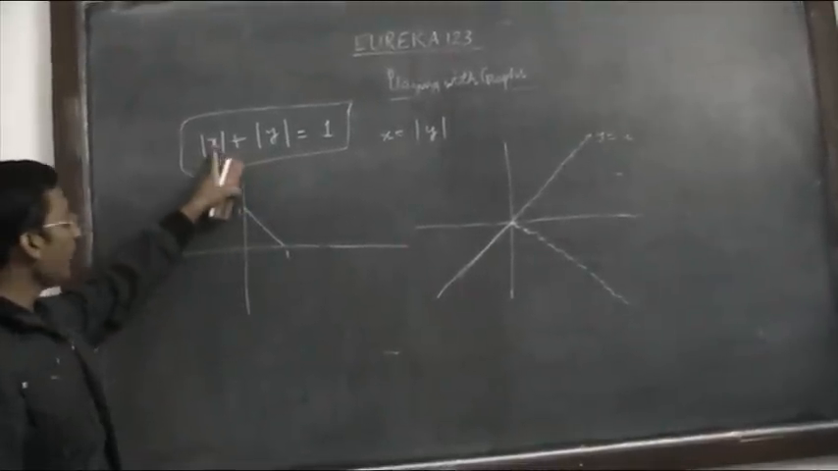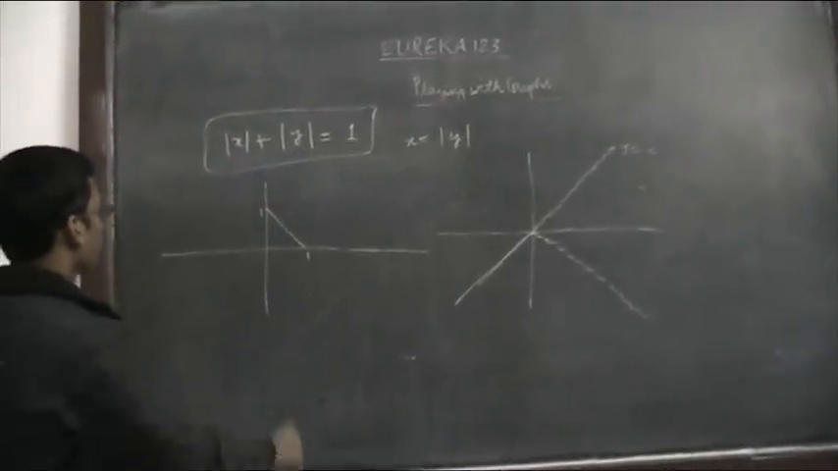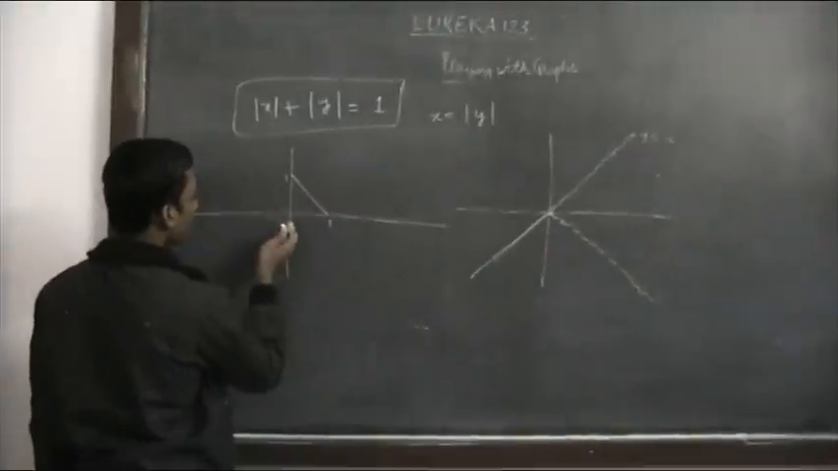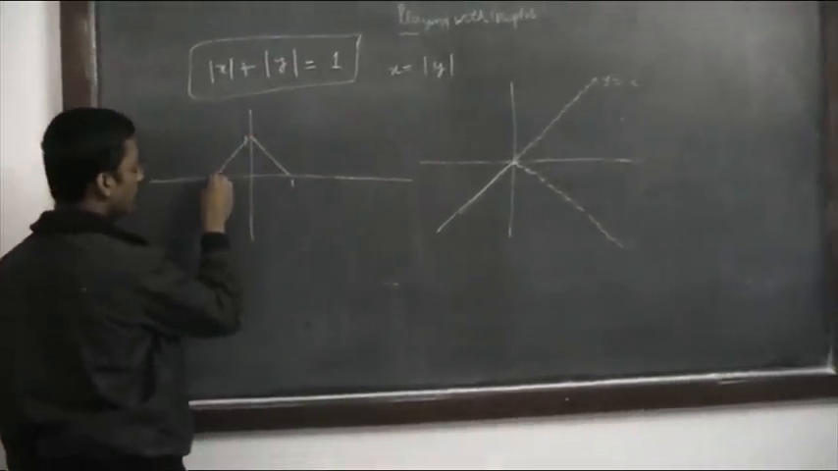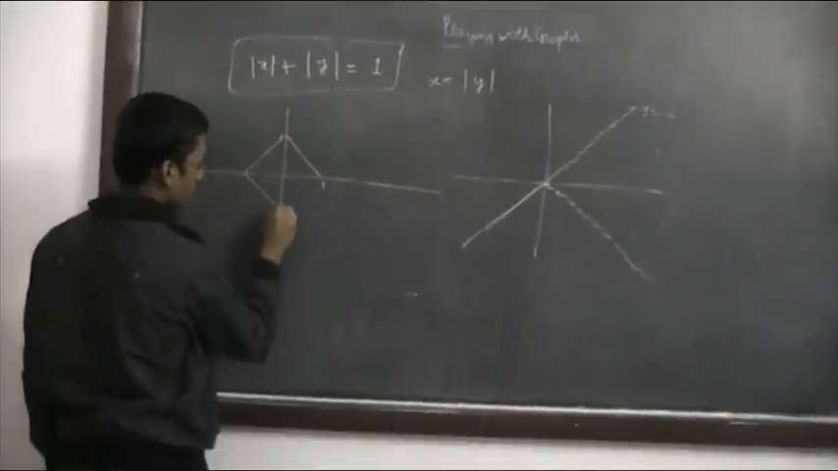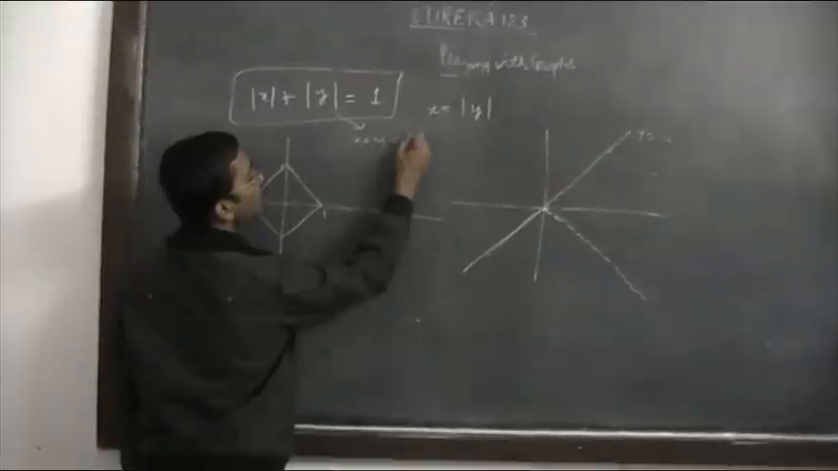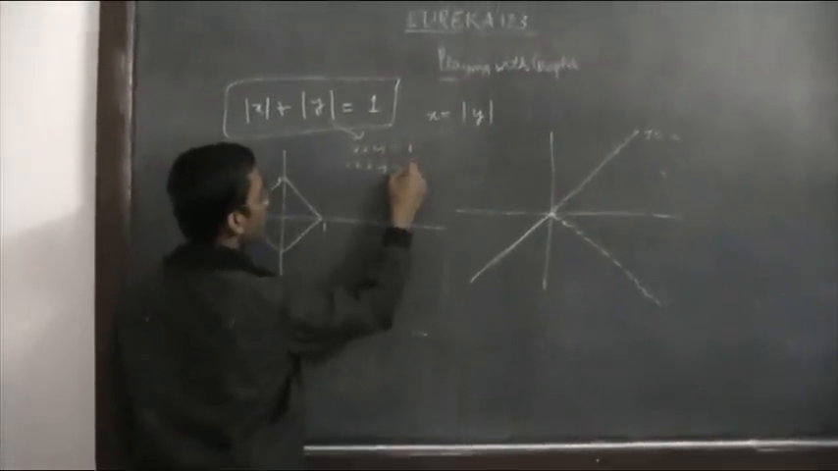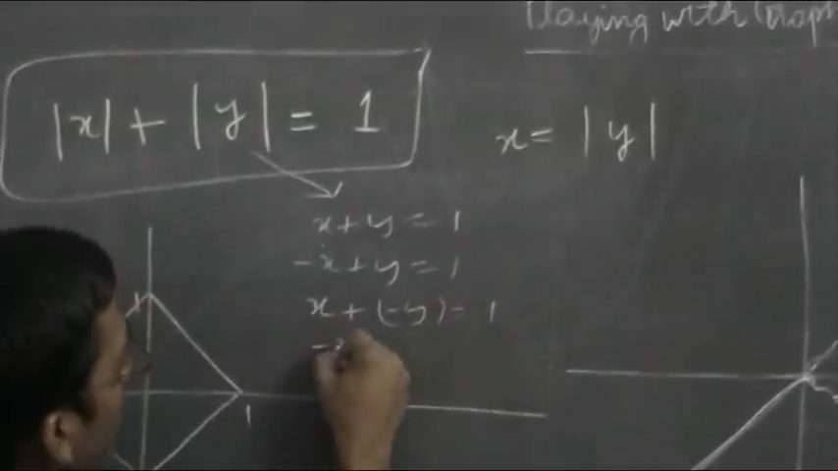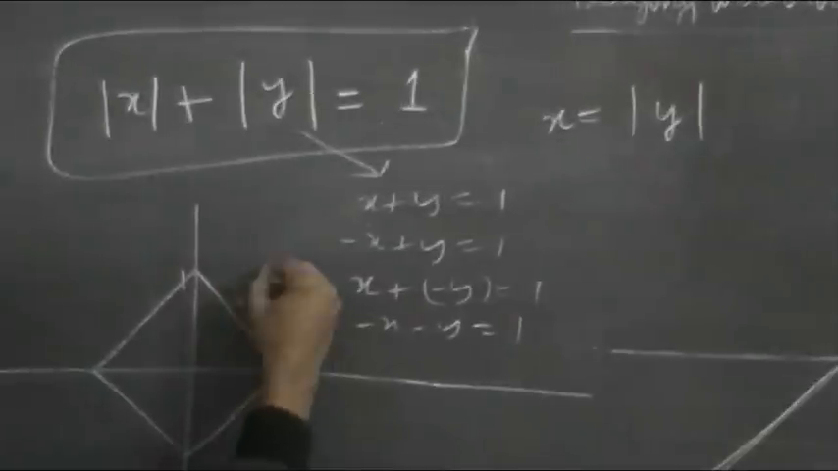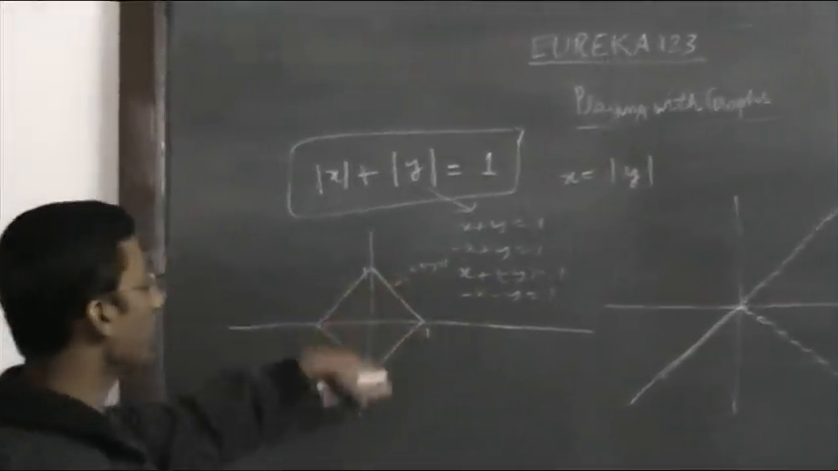When we put mod in x and mod in y, we'll take reflection along the x-axis and reflection along the y-axis both. So it will be like this, and then the reflection along the x-axis, so it will be like this. Basically it has 4 parts: x plus y equals 1, minus x plus y equals 1, x plus minus y equals 1, and minus x minus y equals 1. We see that this is x plus y equals 1, and all 4 of them will come here.